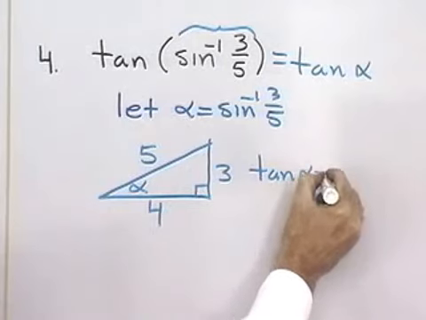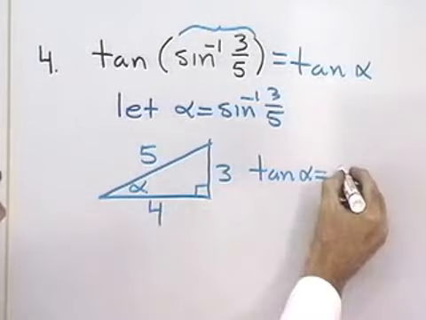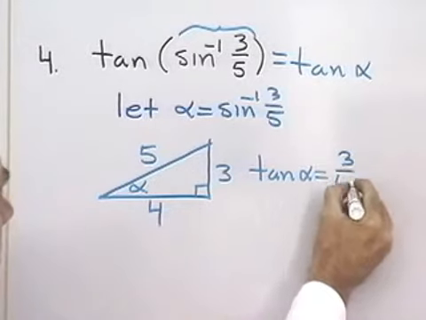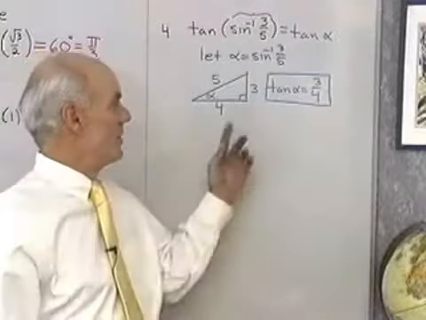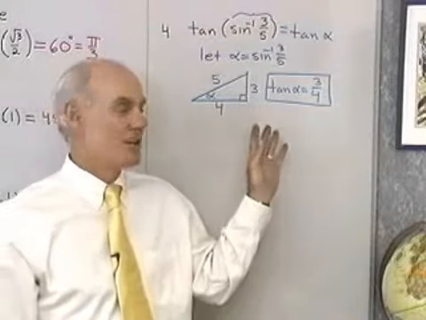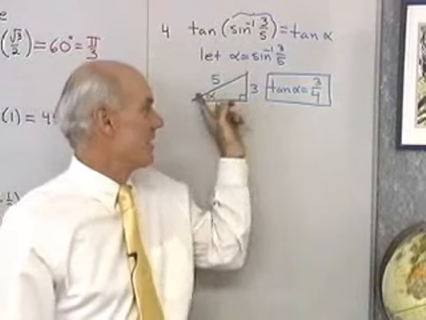Tangent of alpha must be equal to the opposite side divided by the adjacent side, so that's going to be 3/4. So with a little diagram like this, and going back to our second definition for the trig functions that involve right triangles right here, I can get a little picture.